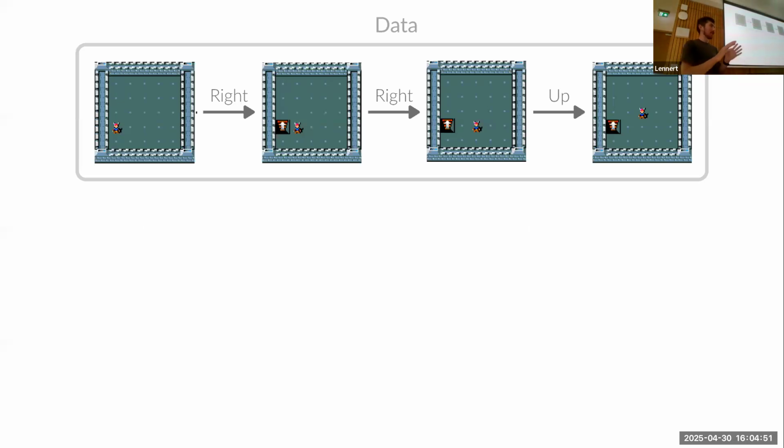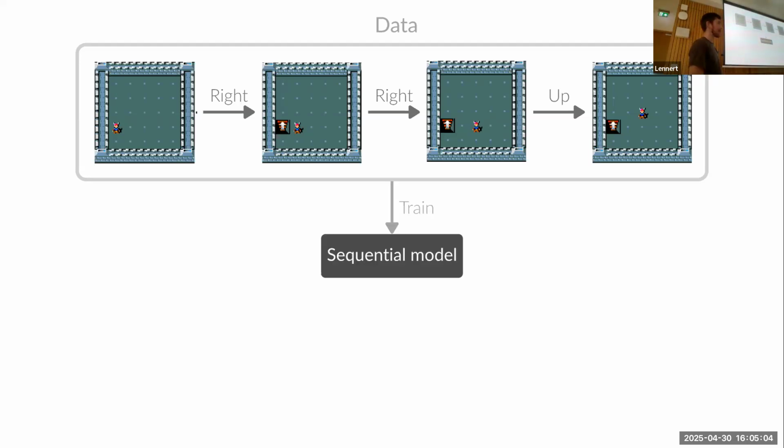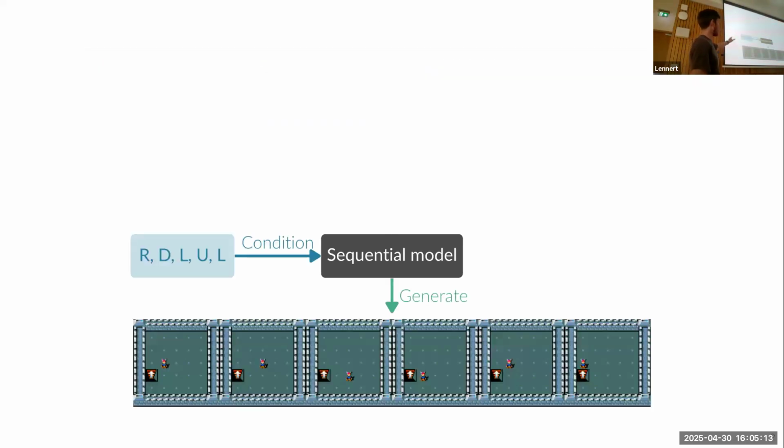So imagine you have a sequential data set. In this case, maybe some trajectories in a game, where you're interacting with the game and you know the actions that connect the different images one to the other. You would like to train any sequential model to generate these sequences again at test time. So you give it a set of conditioning actions: right, down, left, up, left. And you want a generation that ideally follows exactly those actions. It seems to be a pretty simple task.